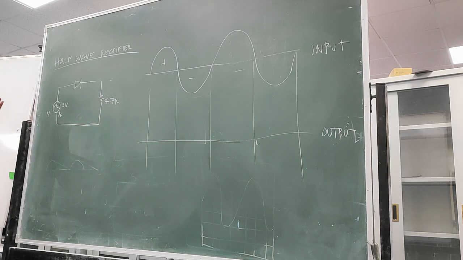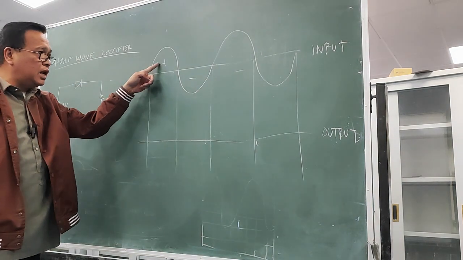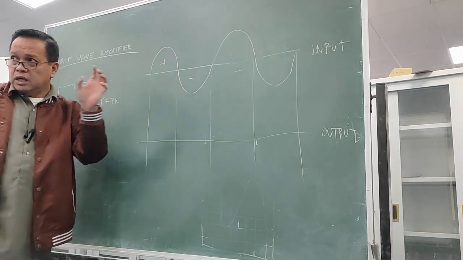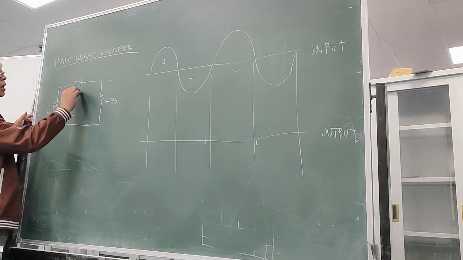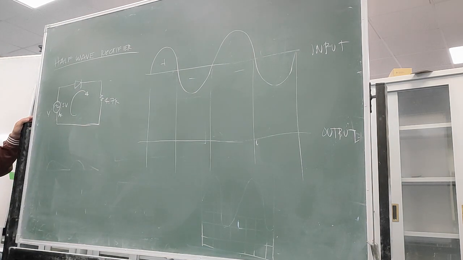Because it is only rectifying one side. In the cycle, we have the positive cycle and the negative cycle. It is only allowing one cycle, or half of the cycle. That's why it's called half wave. Half of it is being allowed from the input going to the output. For example, the current goes through that position.